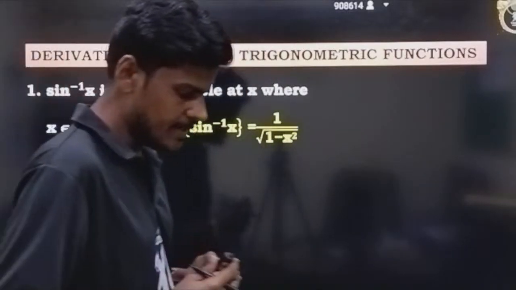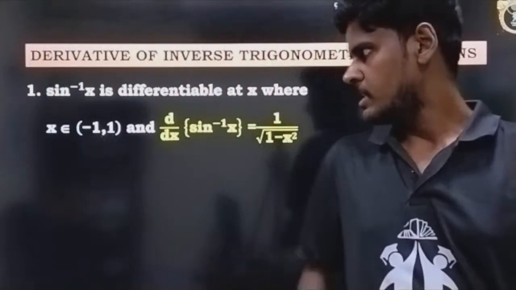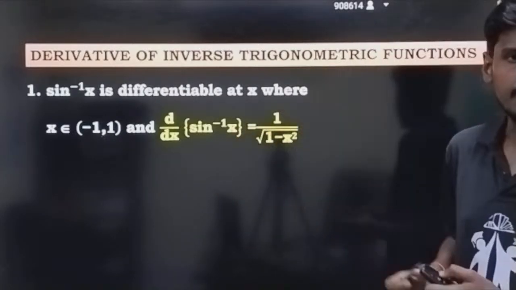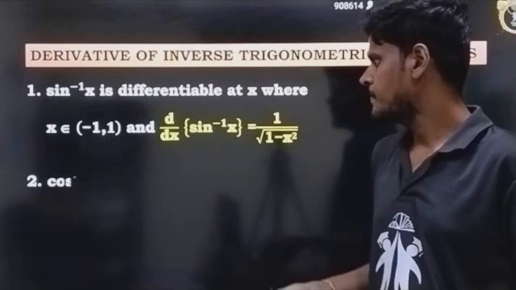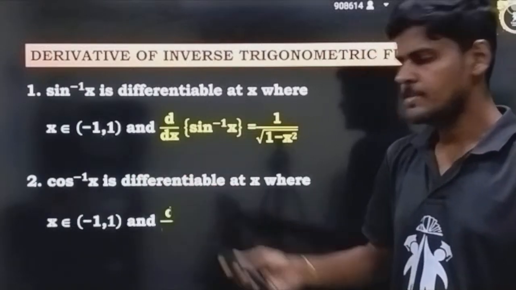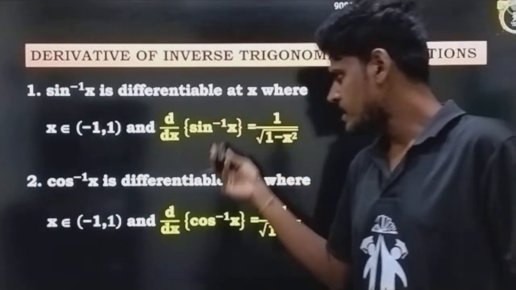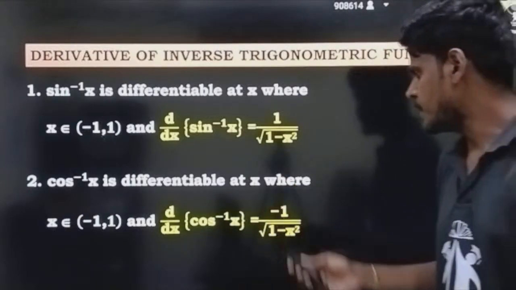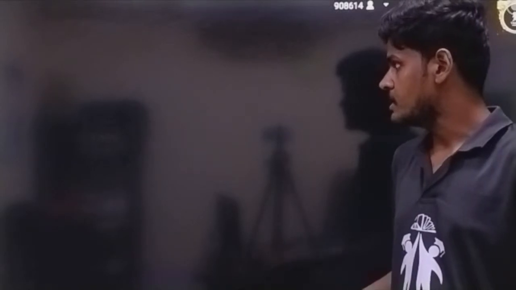What is the derivative of sin inverse x? The derivative of sin inverse x is equal to 1 by square root of 1 minus x square. The derivative of cos inverse x is the same as sin inverse x, but there will be a minus sign: minus 1 by square root of 1 minus x square. You should remember these results.